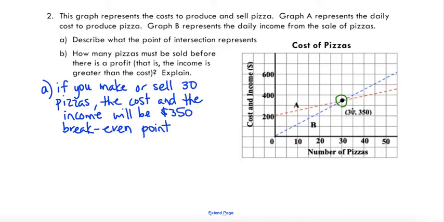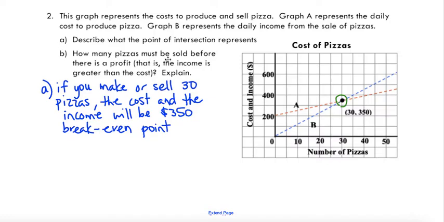That's where the amount of cost will equal the amount of income that you're getting. So if you sell 30 pizzas, you don't make or lose any money. The amount that you get equals the amount that you pay out.